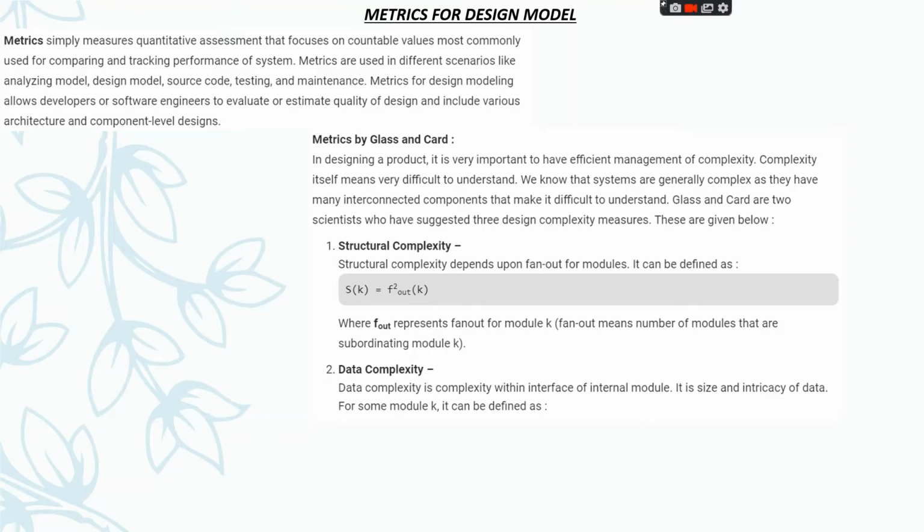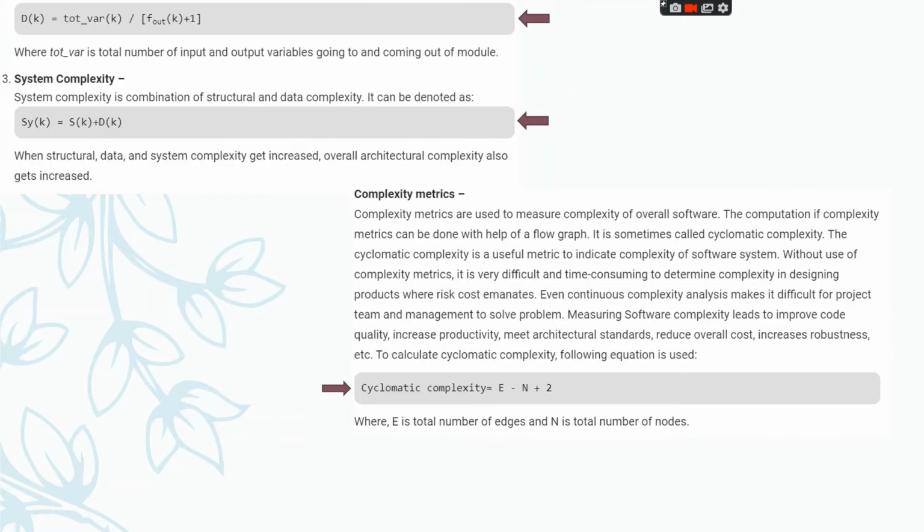For a module k, it can be defined as D(k) = total var(k) / (f_out(k) + 1). So this is the formula for calculating D(k), where total var is the total number of input and output variables going to and coming out of the module. So we have taken k as the module.